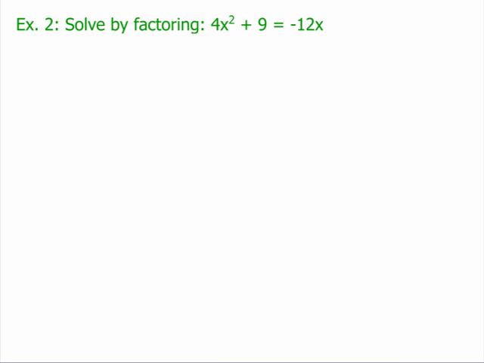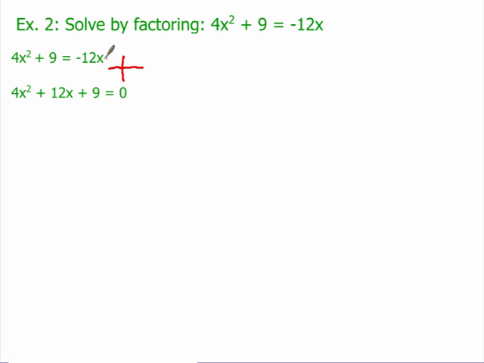So now I want to solve by factoring. Once again, I've got 4x squared plus 9 minus 12x. First step is to add 12x on both sides. So I get 4x squared plus 12x plus 9 equals 0. Always have to have one side equal to 0 to make this work. All right. Check for greatest common factor. There is not one.